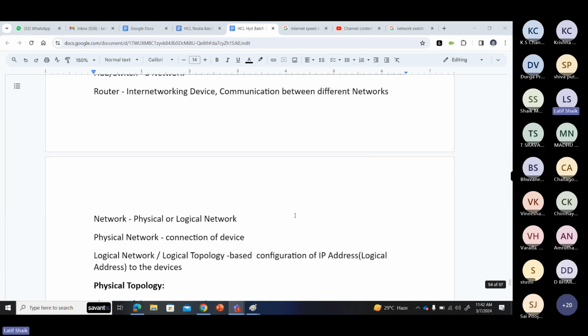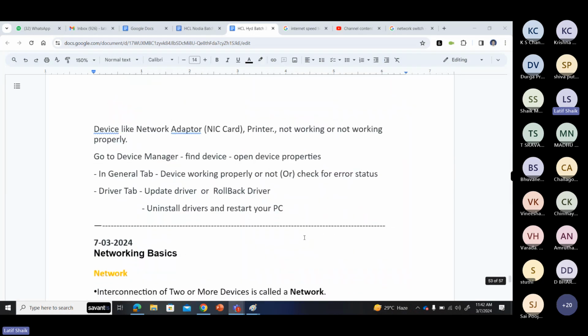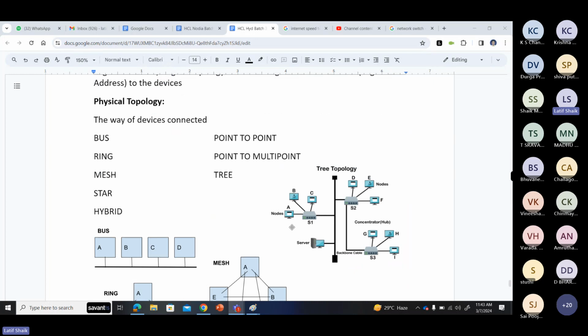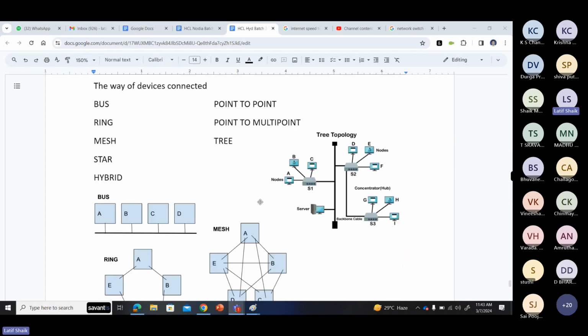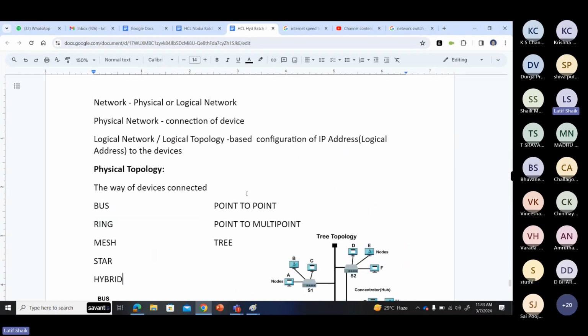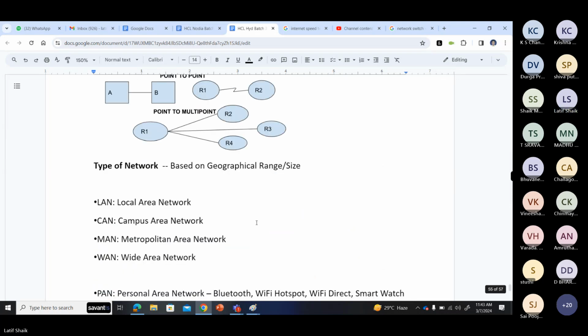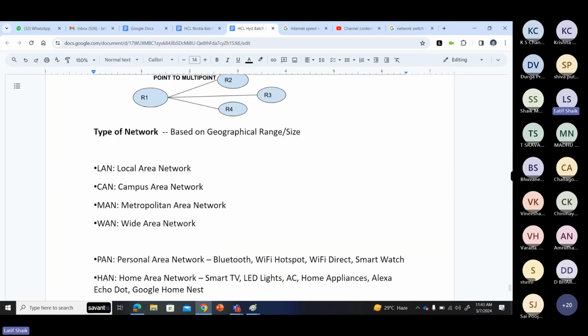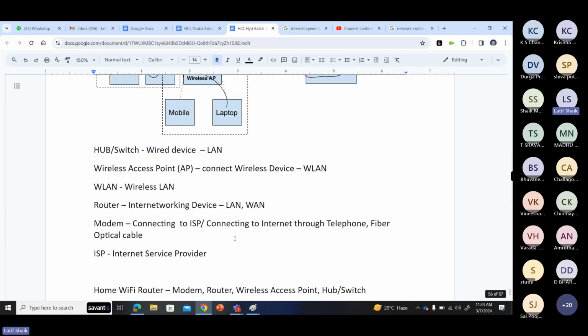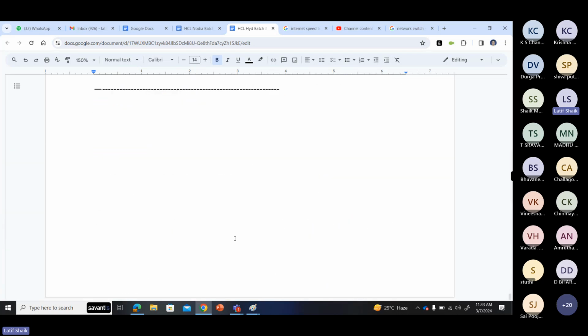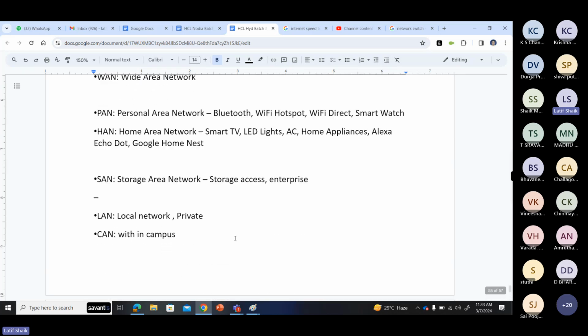Up to here, good. So we discussed what a network is, networking, internetworking, and the different physical topologies. So I will tell about the different types of networks. Then we'll take a break, then we'll go for further stuff. Okay.